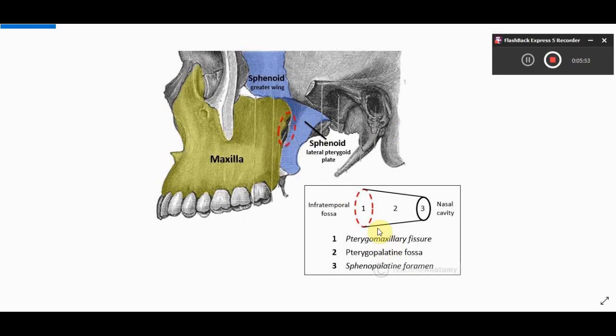What you're seeing is the infratemporal fossa, and the infratemporal fossa, via the pterygo-maxillary fissure, is what leads into the pterygo-palatine fossa, right? Interestingly, the pterygo-palatine fossa then opens via a sphenopalatine foramen into the nasal cavity. That is something we'll consider later.